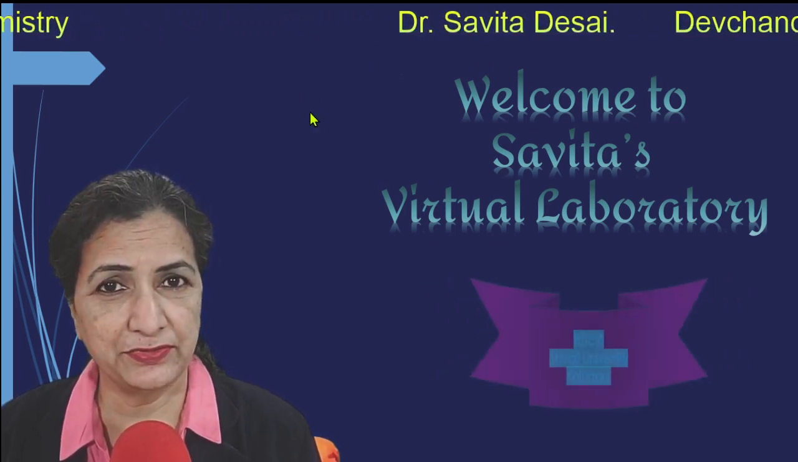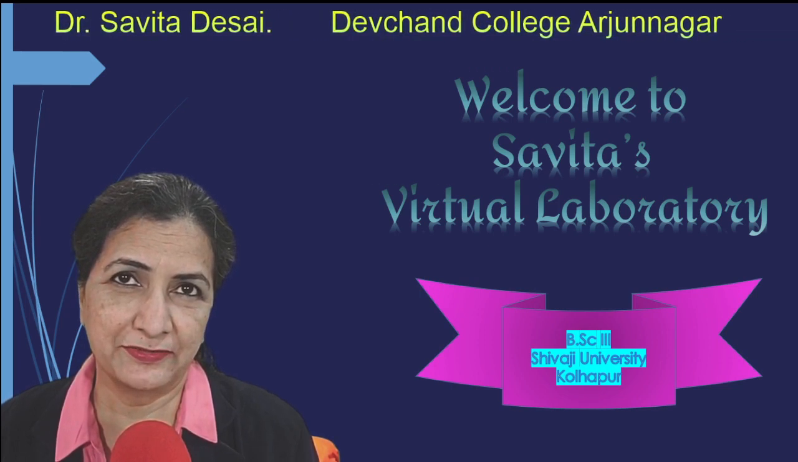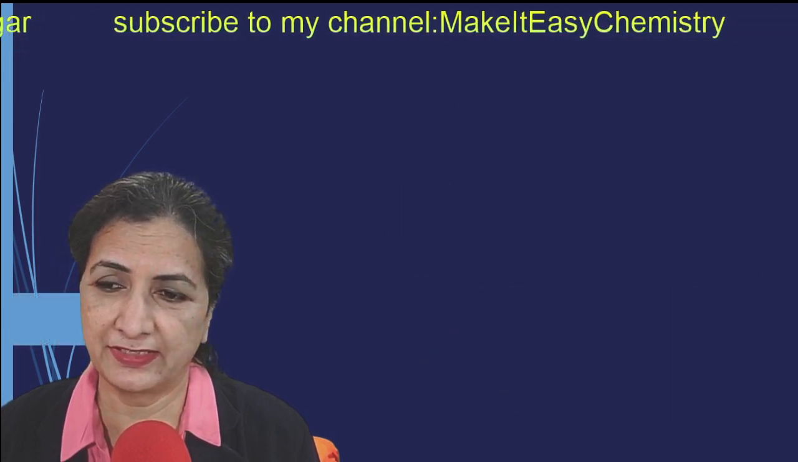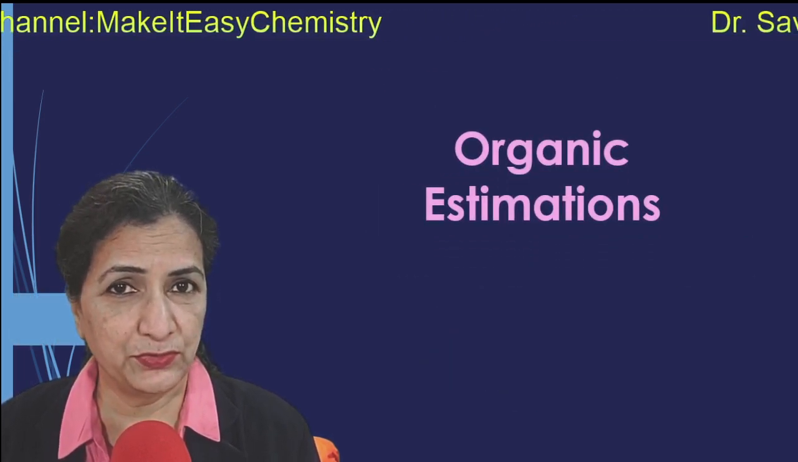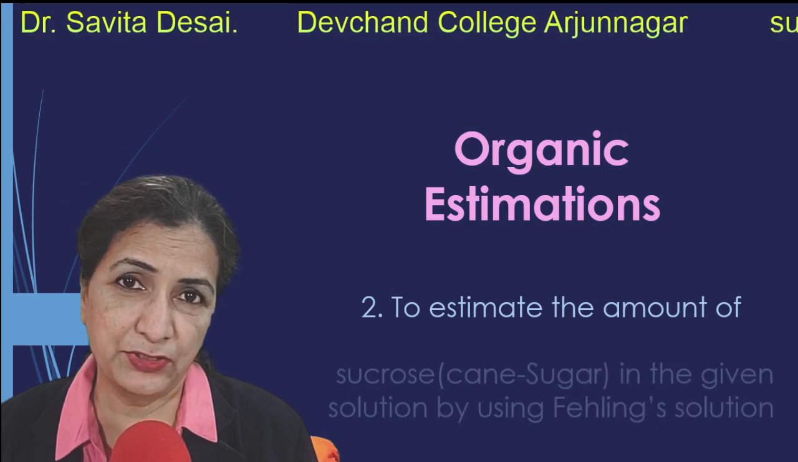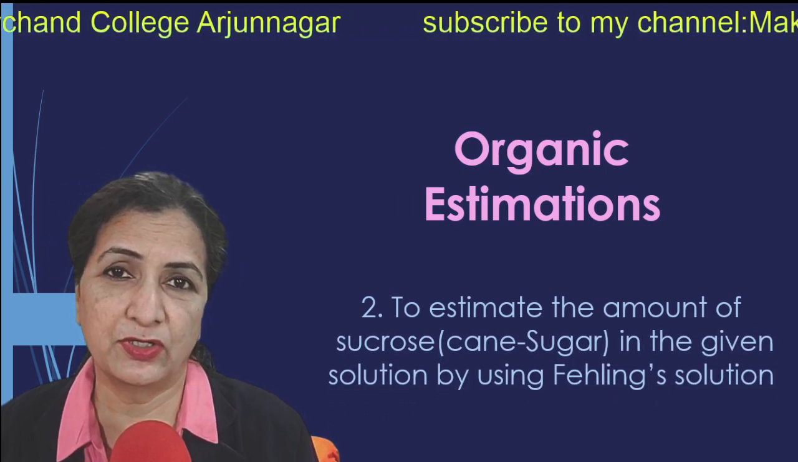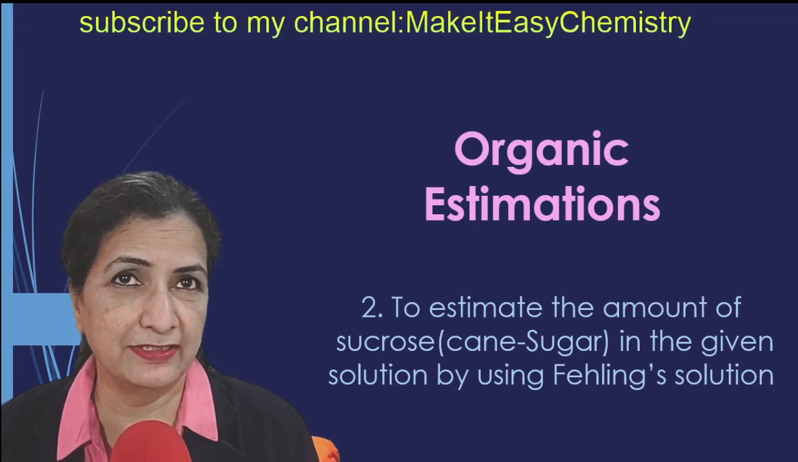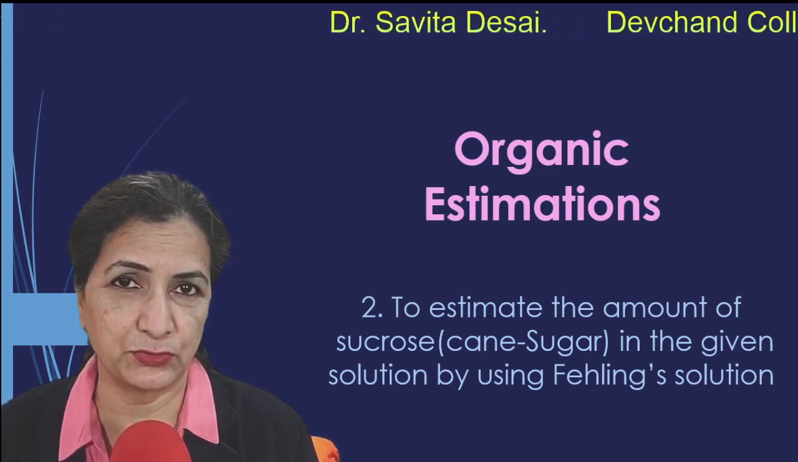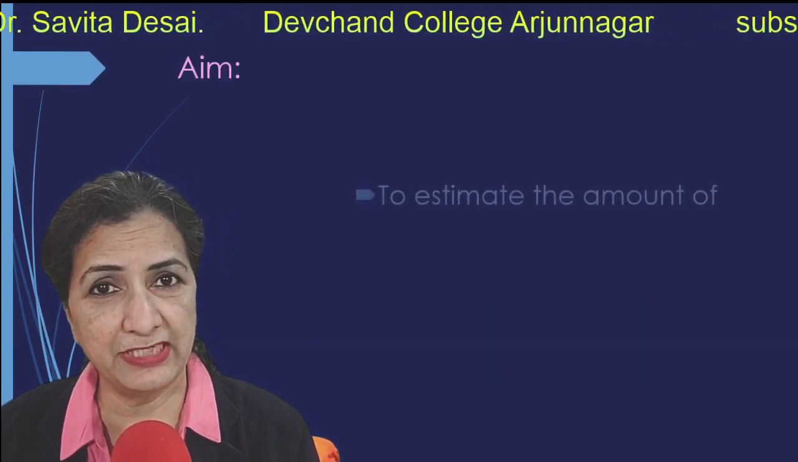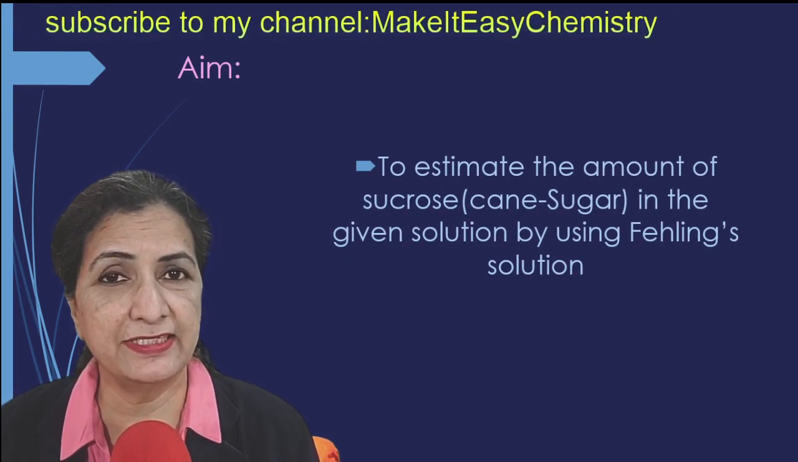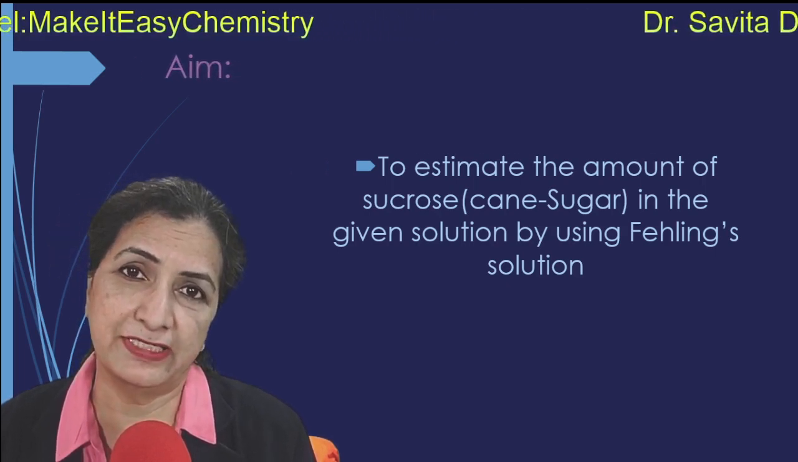In today's video, I am going to demonstrate one experiment from BSc Part 3 of Shivaji University, Kolhapur. As you know, we have started demonstrating organic estimations. Today, I am going to demonstrate the second organic estimation, that is, to estimate the amount of cane sugar or sucrose in the given solution by Fehling's solution method. The aim of the experiment is to estimate the amount of cane sugar, that is sucrose, present in the given solution by using Fehling's solution.